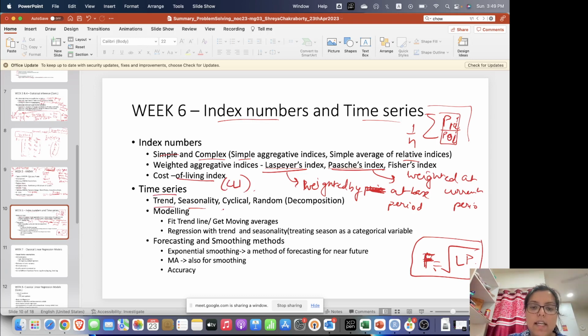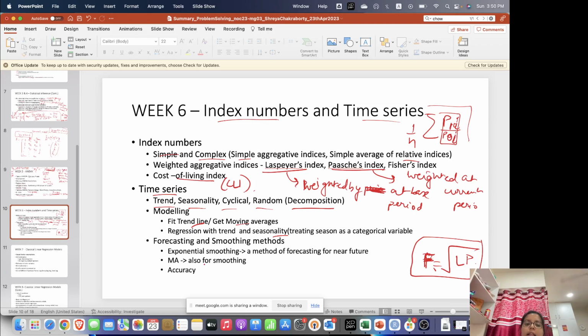As I was saying, we learnt about time series, trend, seasonality, cyclical, and we learnt about decomposition of time series, how we can model, fit trend lines or get moving averages, and then add those estimated trends or estimated seasonality in our regression model. We can add seasonality as a categorical variable, and then we can find out the relationship between x and the time series that we are trying to model.